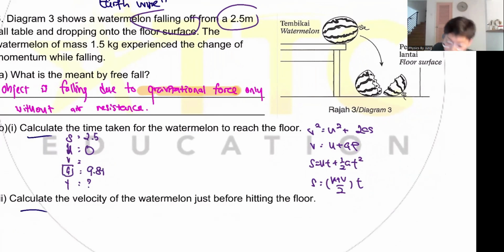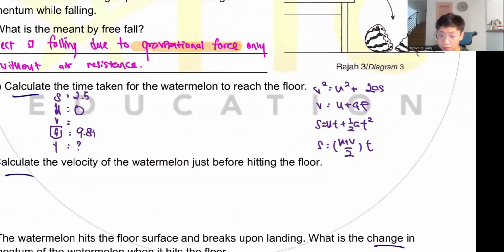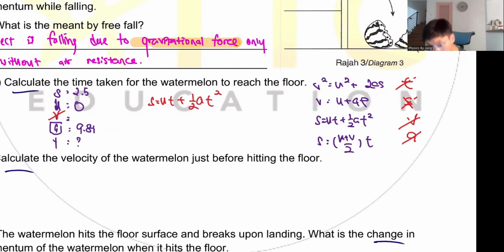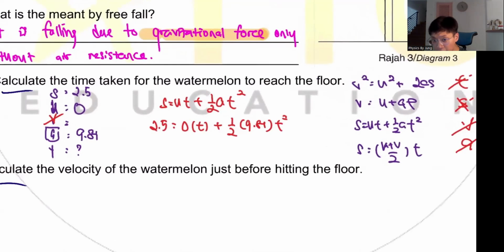Acceleration is 9.81. Remember, when you do this calculation and you don't have v, you pick the formula that doesn't have the letter v. So I'm going to use the third formula, which is S equals ut plus half at squared. Understand? Okay. So 2.5 equals 0 multiplied by t plus half times 9.81 t squared.